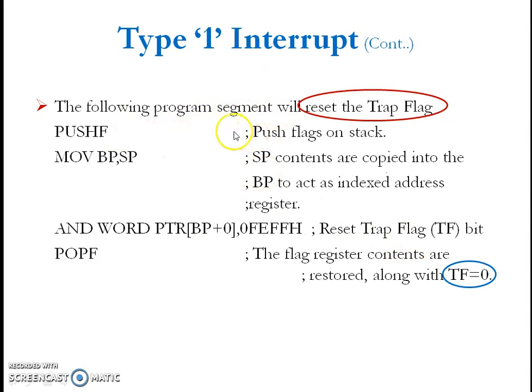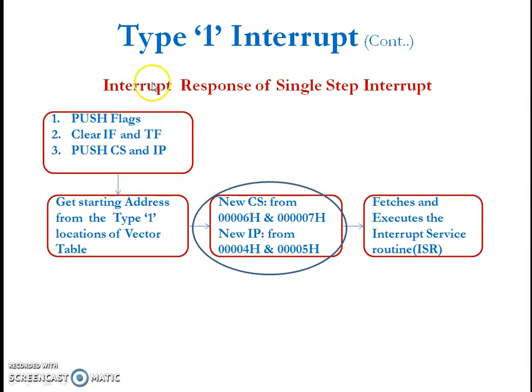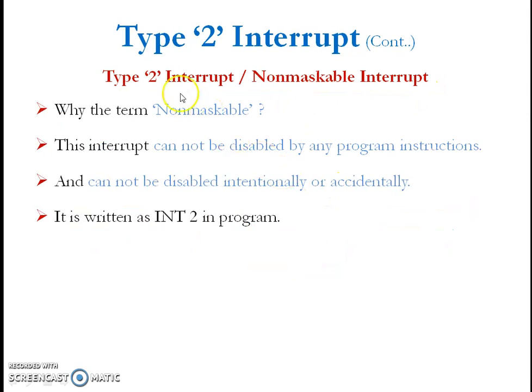This is the program segment to reset the trap flag. The only change is the AND instruction with FEFFH and the contents of the memory location whose address is available in the BP register. This is the interrupt response of single step interrupt. The ISR written for single step interrupt is available from these memory locations.